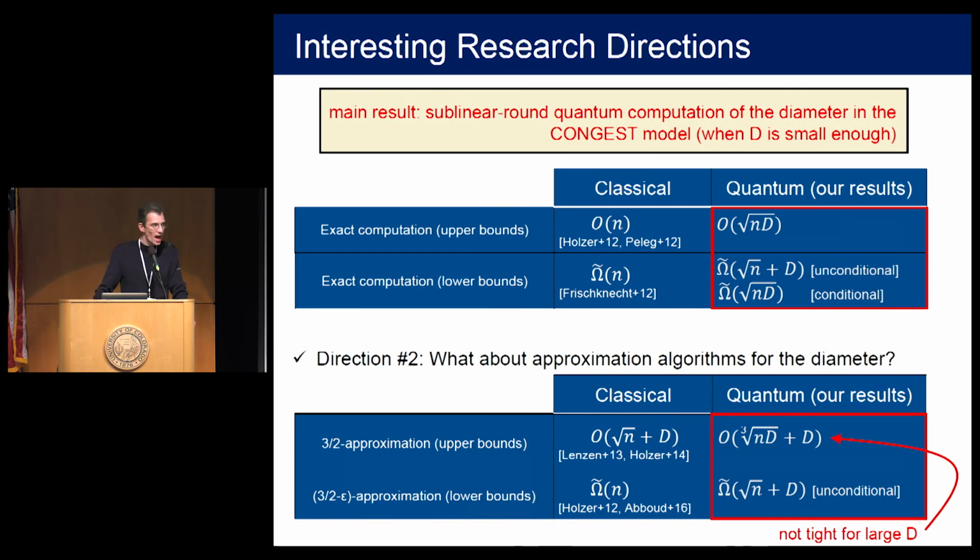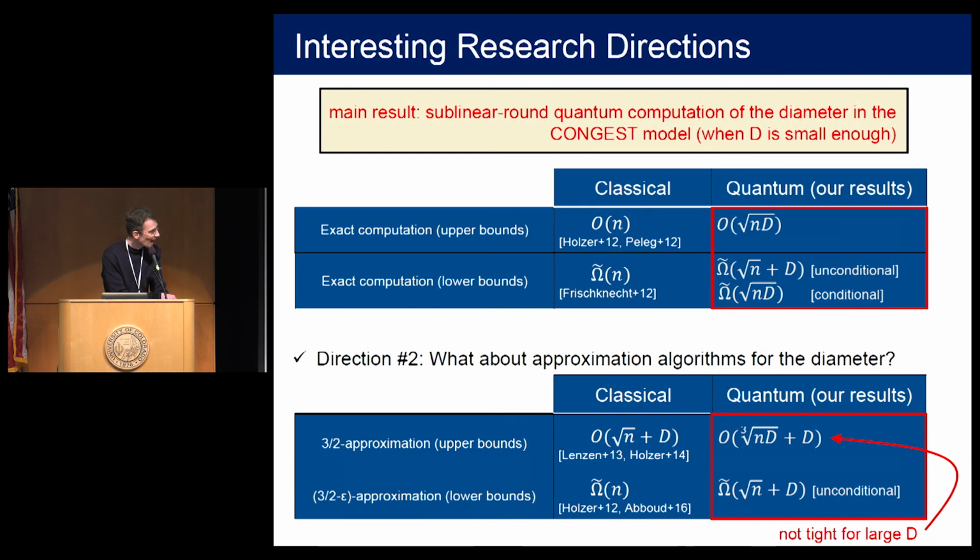In practice, we are often okay with a good approximation of the diameter. And in our paper, we gave some result. We show this upper bound on the quantum round complexity of approximating the diameter with approximation factor 3/2. The point is that when d is small, this gives a speed up with respect to classical algorithms.